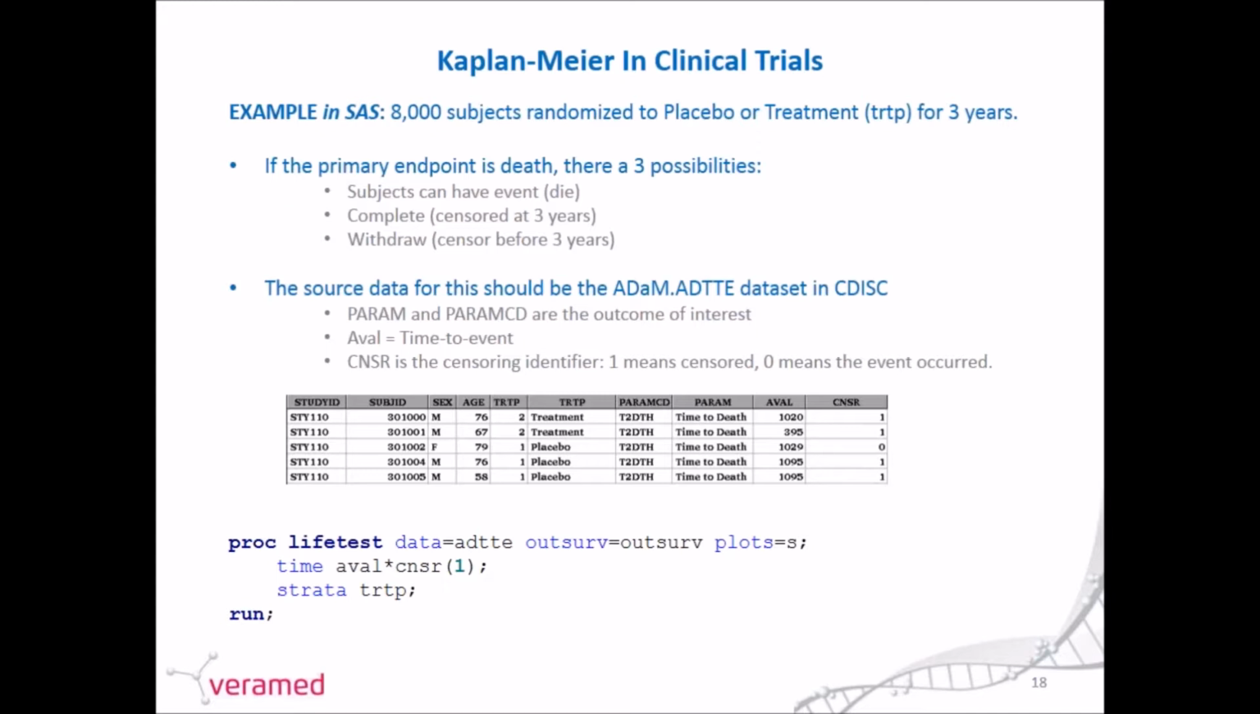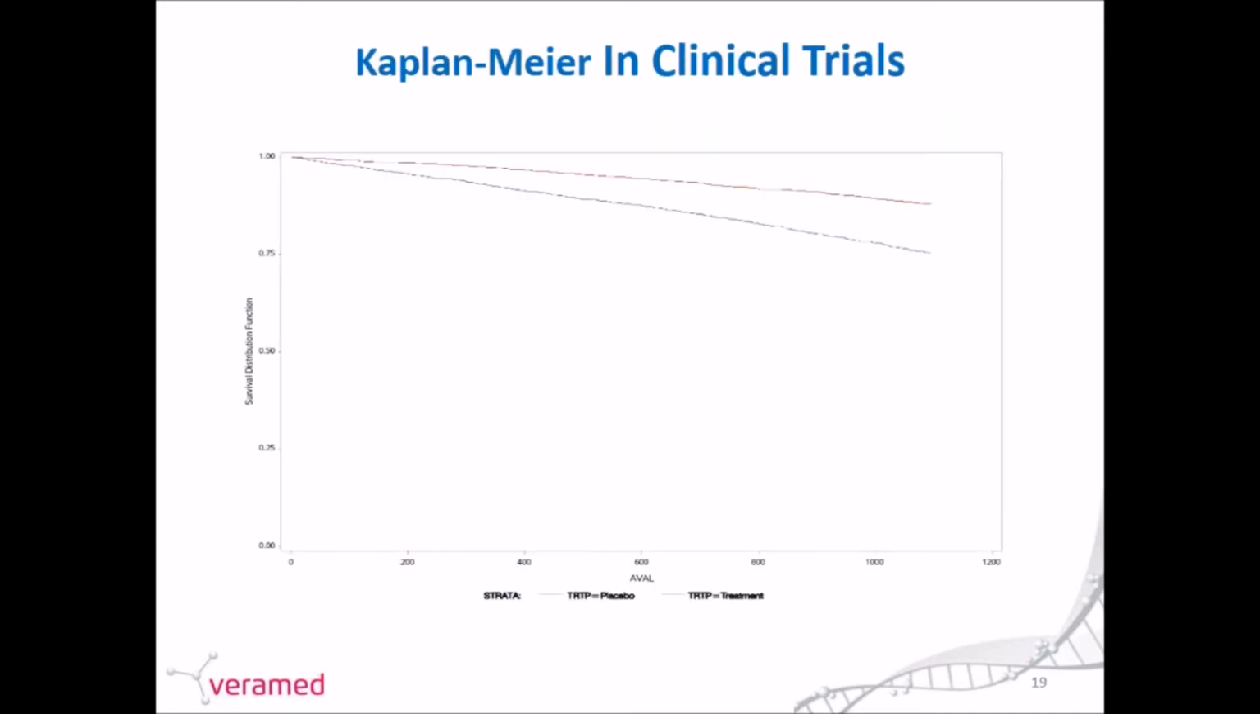Again, put this into the SAS procedure, proc lifetest, and now we've added a strata statement to split the results by the treatment groups. So this is the output we get from SAS. So you see, it's quite hard to see exactly what's going on with each line here. So we need to improve this. Unfortunately, proc lifetest isn't the best for customizing the output.